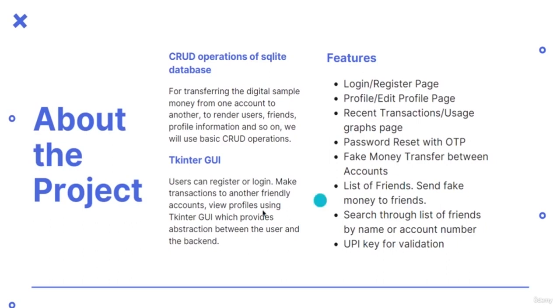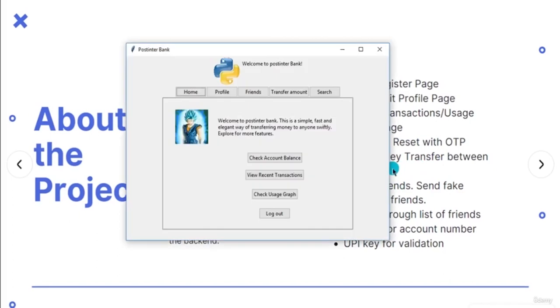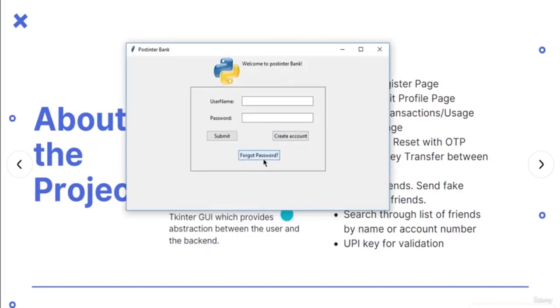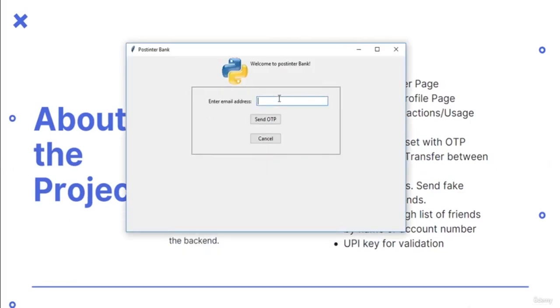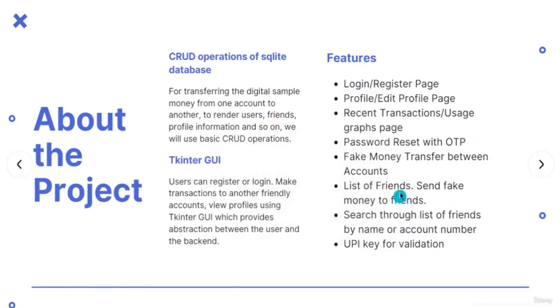So as we saw, we have a Tkinter GUI in which the user can register or log in to their page beautifully, and they can make their transactions between the users and so on. These are the features that I walked through, and one feature that I forgot is we do have an OTP option as well. Whenever I forget the password, I just need to send the email address of the account, and it will send the OTP in real time, and we can log in as well. I'm not going to open the OTP now, but it works.